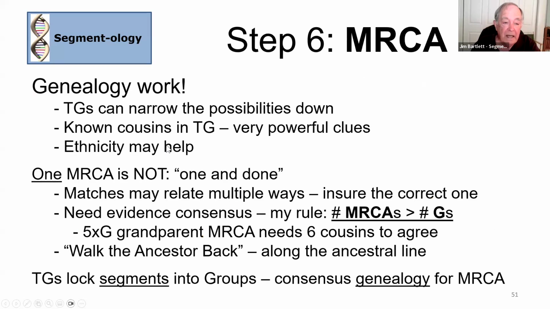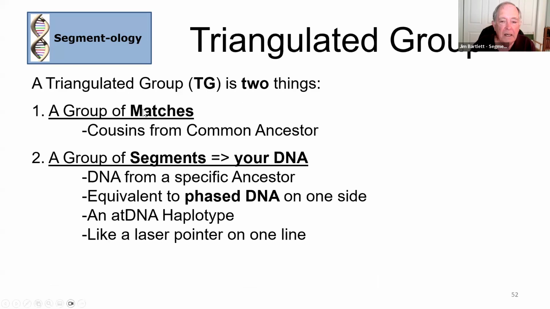And you can get that chart that I showed before. Now you revert back to the genealogy work and figure out who the most recent common ancestor is for that. Walking it back is a good way. Walk the ancestor back along the ancestral line. I'm not going to go into this in great depth right here.